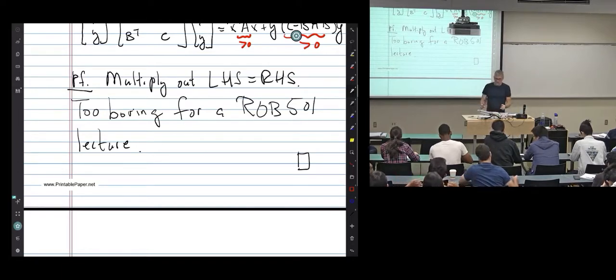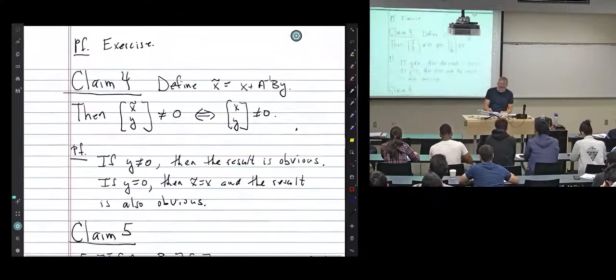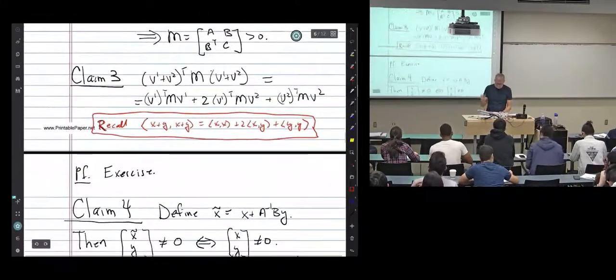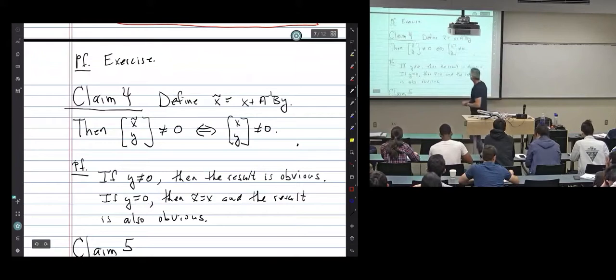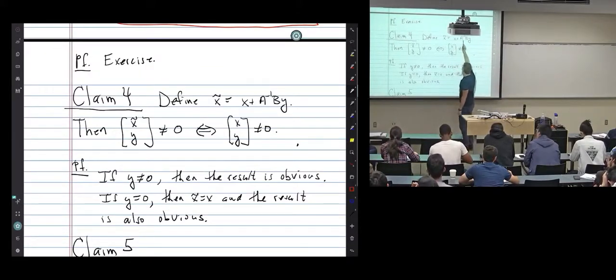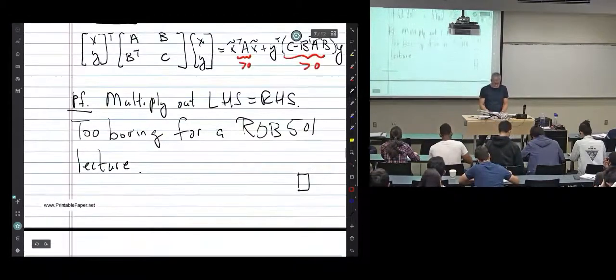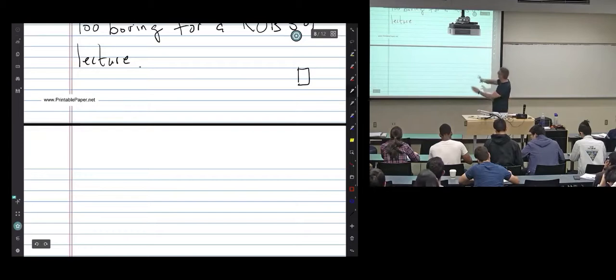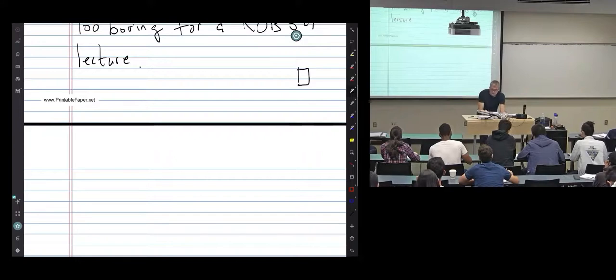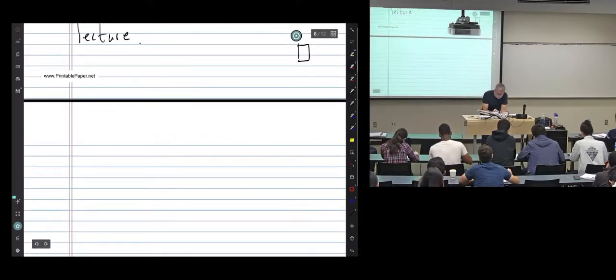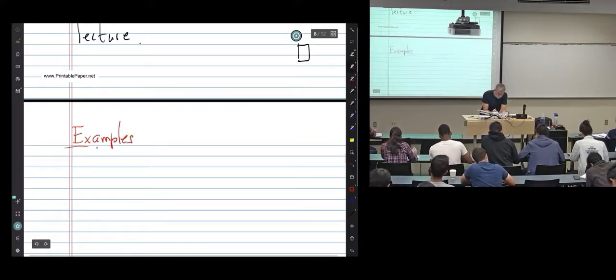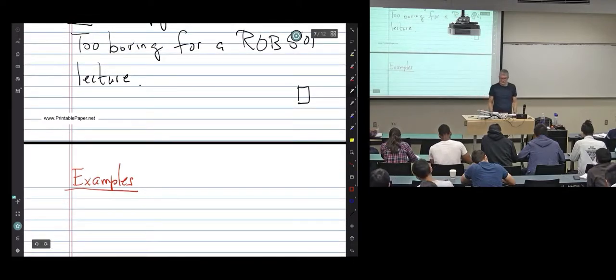Okay, and when you're checking claim 5, go back and look at claim 3. It's very useful to do it, because here's a V1 and here's a V2, so you can go back and do that. However you want to do it, just check that the left-hand side equals the right-hand side. Okay, so let's do some examples, and we'll get the results that we heard about at the beginning of the lecture.